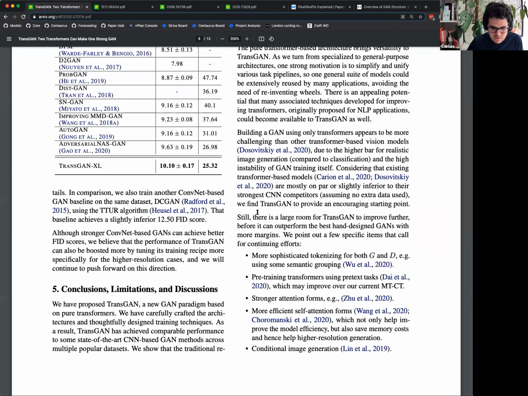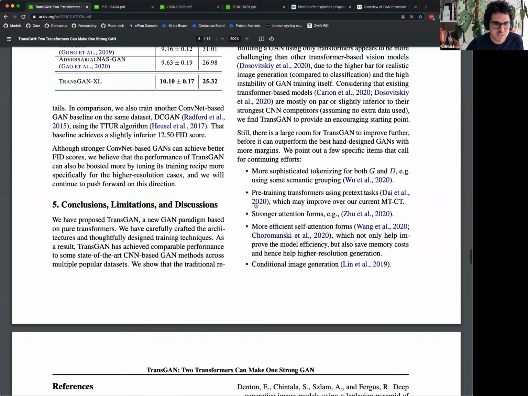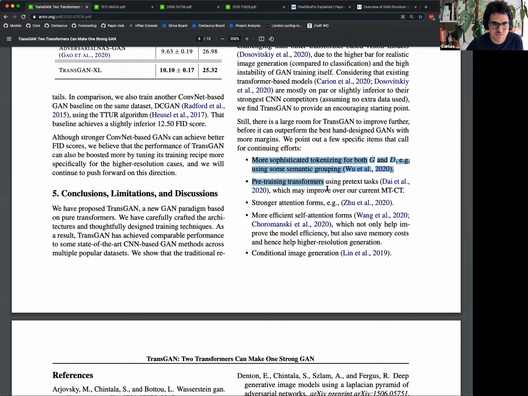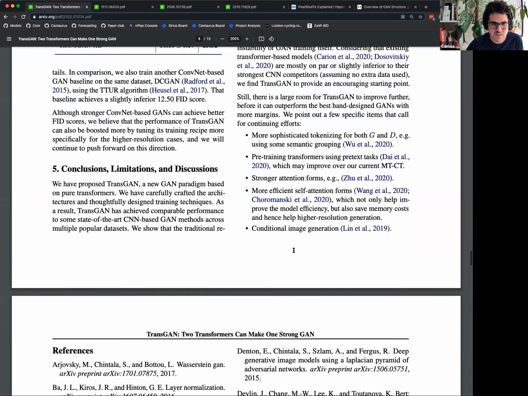They do list some limitations, which is fair enough, which is more like a laundry list. It's like, okay, now that we know that transformers can be used in this setting, we can actually try more interesting things, like improving the self-attention in transformers.